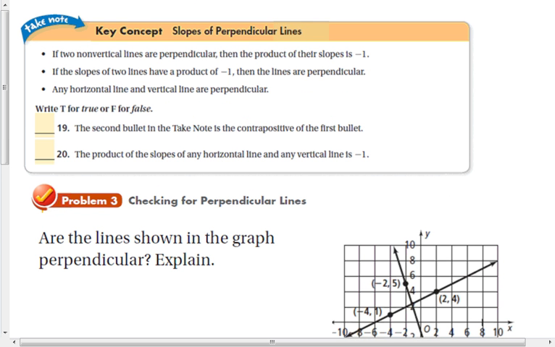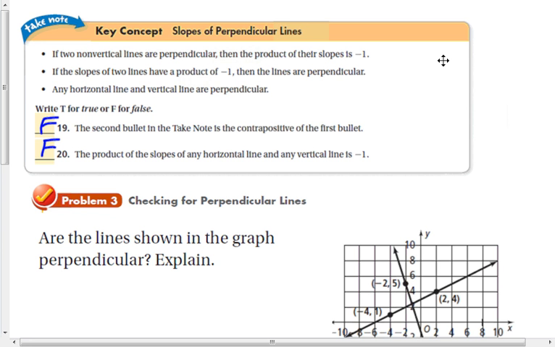All right, another key concept, slopes of perpendicular lines. If two non-vertical lines are perpendicular, then the product of their slopes is -1. If the slopes of two lines have a product of -1, then the lines are perpendicular. And any horizontal line and vertical line are perpendicular. Go ahead and answer these two questions.